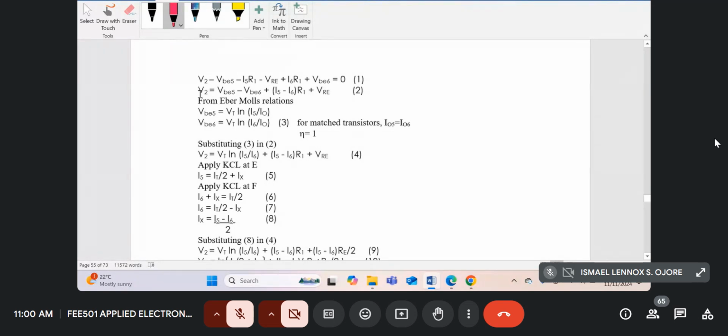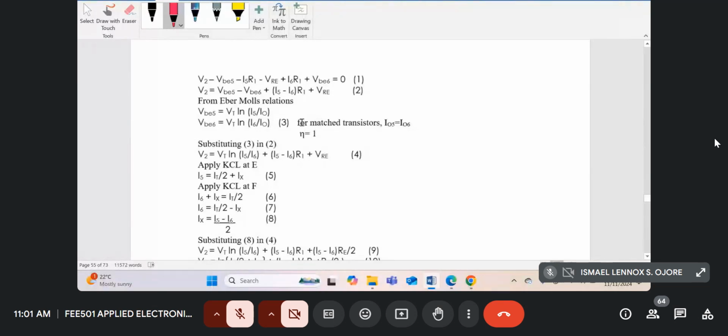So let's make V2 the subject. The terms which were negative on the left-hand side become positive. So minus I5 into R1 becomes positive, and the positive I6 into R1 becomes negative, VB6 becomes negative, and VB5 becomes positive. So I'll get equation 2, which gives us V2 is VB5 minus VB6 plus I5 minus I6 into R1 plus IX RE. And then from Ebers-Moll relations, we can get VB5 is, if eta is 1, just VT natural log I5 by I0, and VB6 is VT natural log I6 by I0.